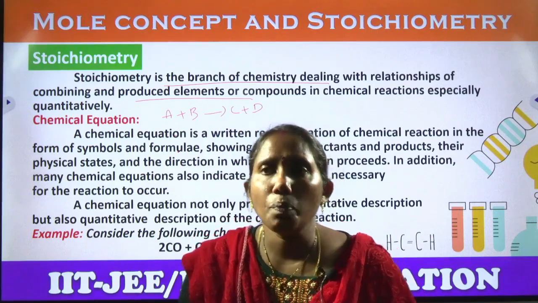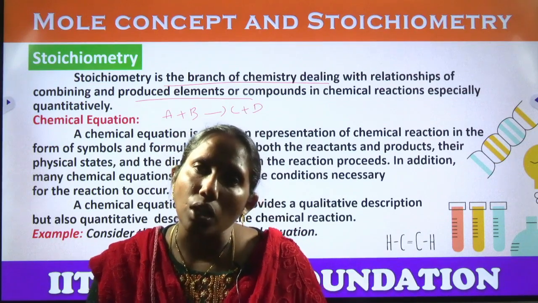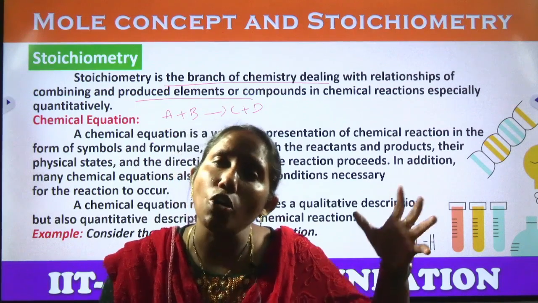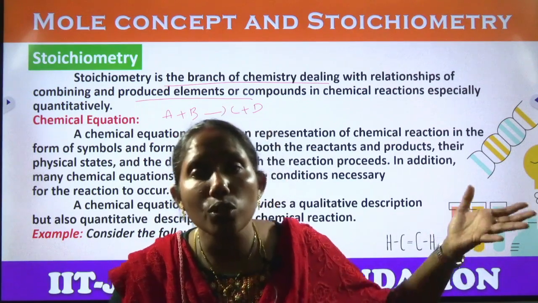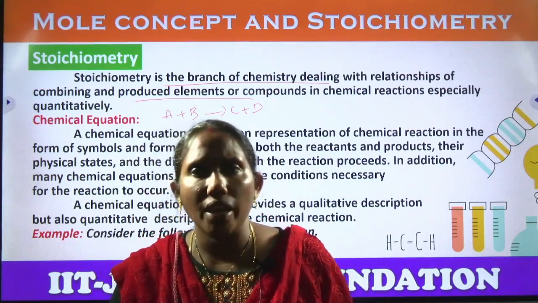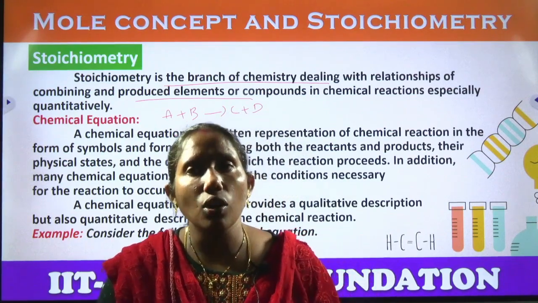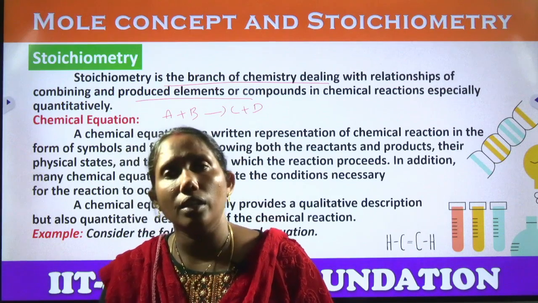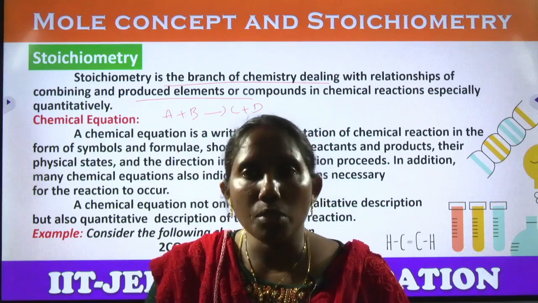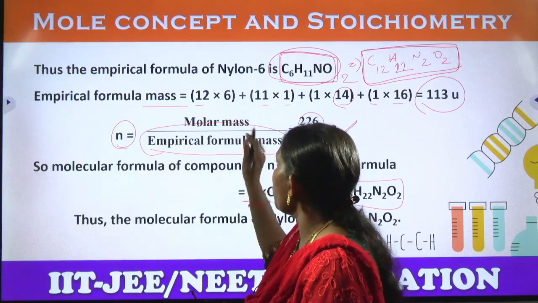Suppose N2 plus 3H2 gives rise to NH3, or hydrogen reacts with oxygen to give water. How much hydrogen reacts with how much oxygen gives you how much H2O? Calculating those amounts in terms of weight, volume, anything, that calculation is nothing but called stoichiometry. While doing these calculations, we should take the balanced chemical equation only. What is balanced? The number of atoms present on the reactant side. Always see, this is the arrow.